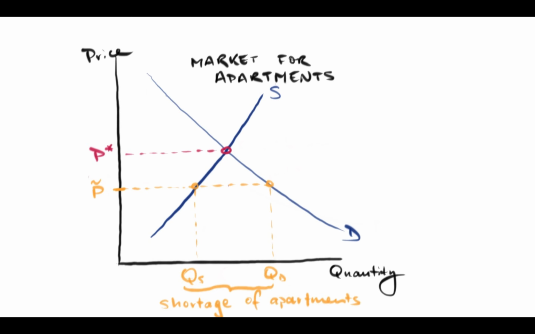Okay. And I decompose this shortage into two sources. Some of the shortage comes because fewer apartments are being supplied, and some of it comes because more people are demanding apartments. So, at this point, I am done talking about price floors and price ceilings.